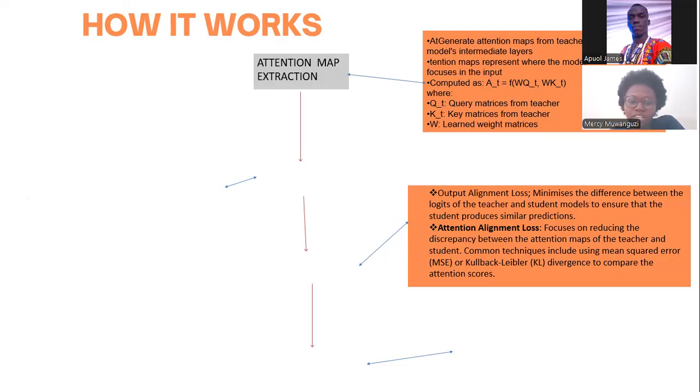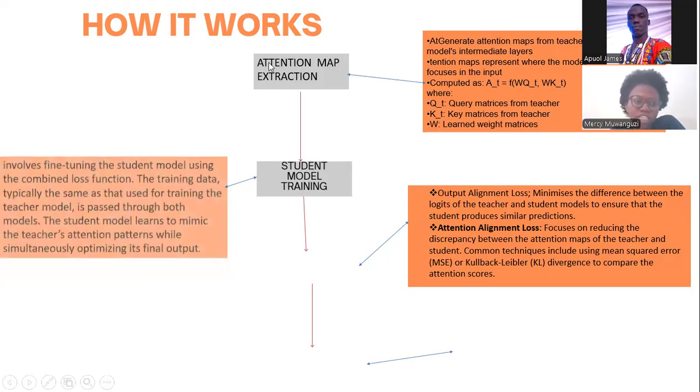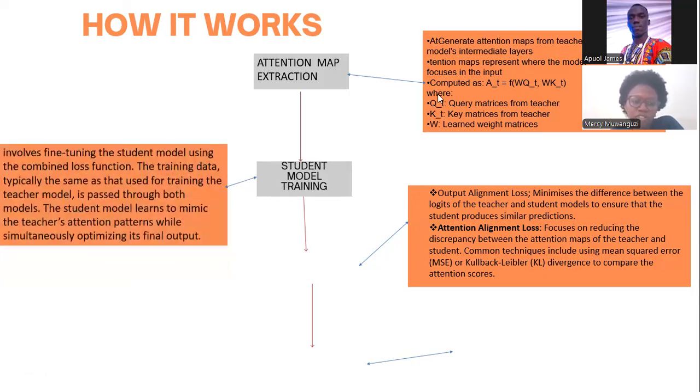Then after extracting the attention map, there's going to be the student model training. And in the student model training, this involves fine-tuning of the student model using the combined loss function. Then the training data that is the same as that has been used in the teacher model is passed through both the models, and then the student tries to mimic what the teacher model has been doing.